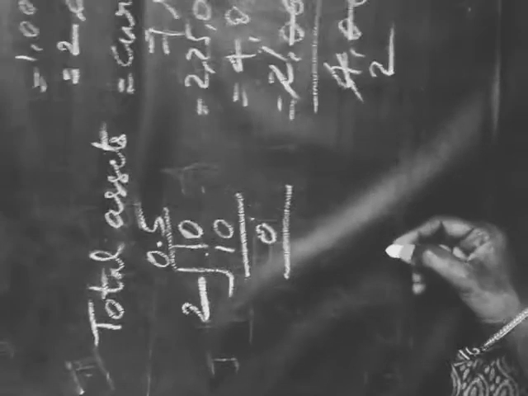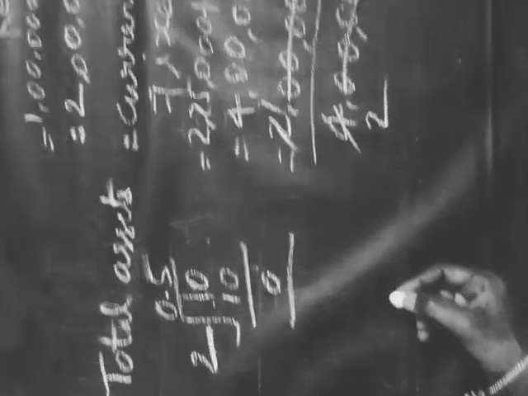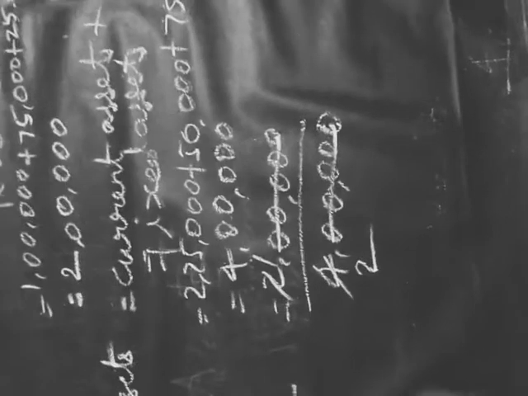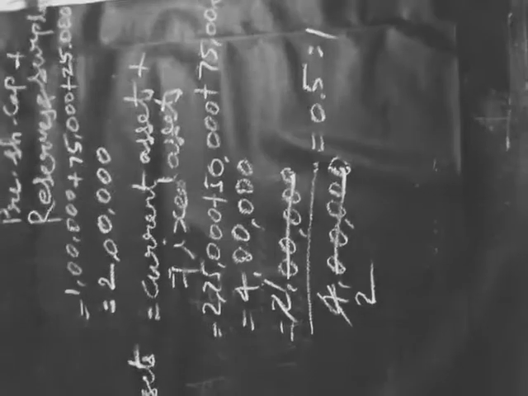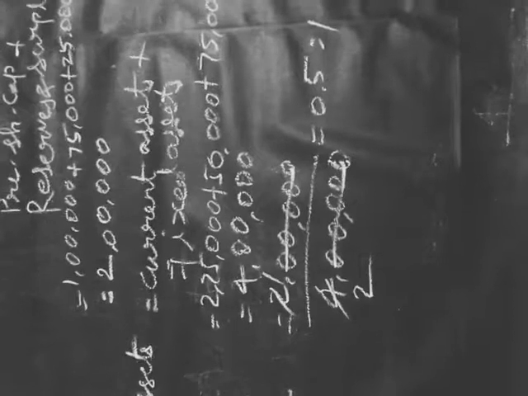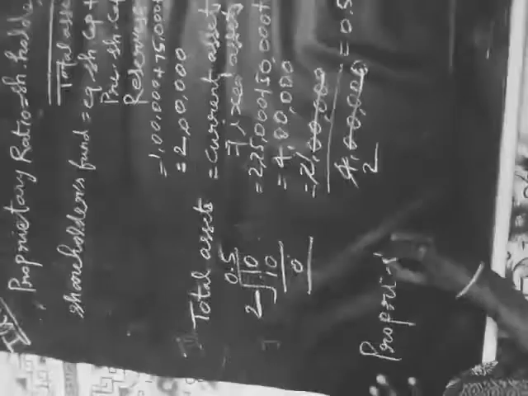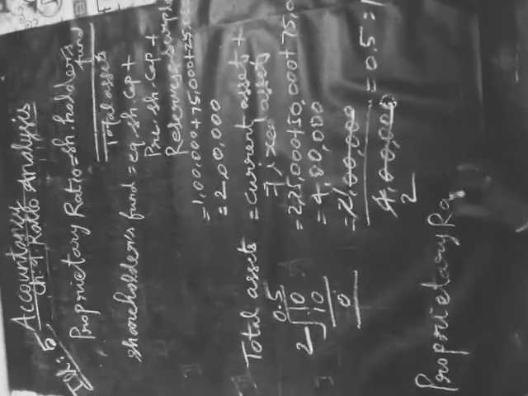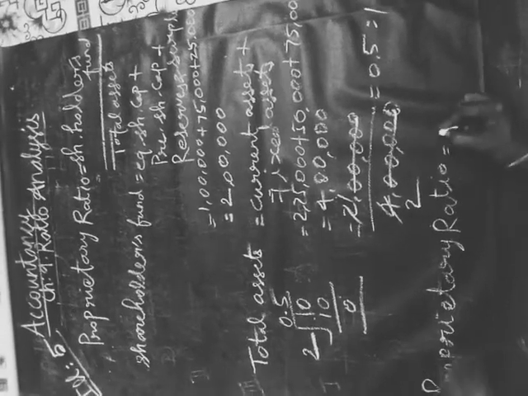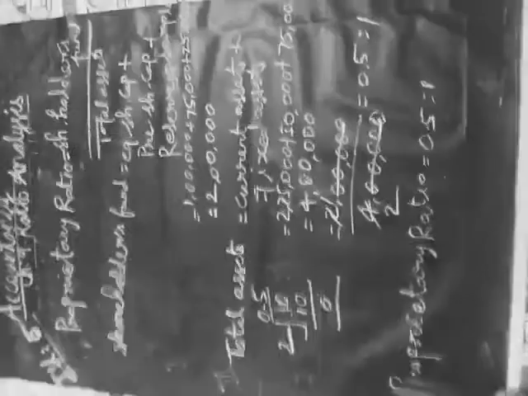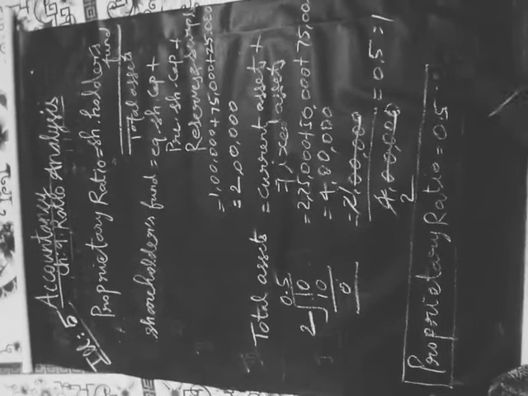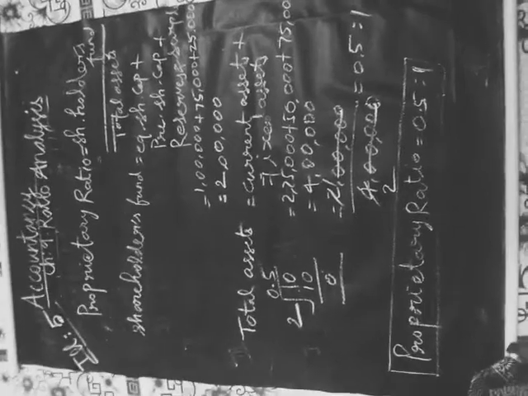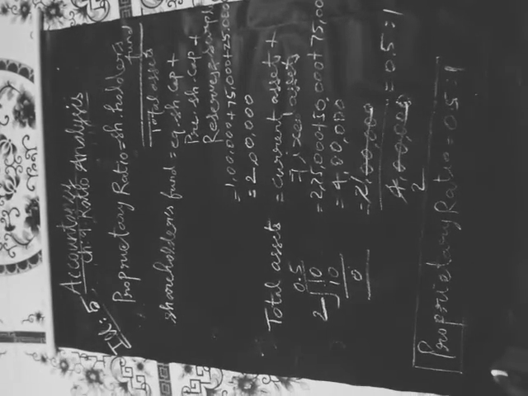So the proprietary ratio is equal to 0.5:1. Proprietary ratio is equal to 0.5:1. So, the higher the proprietary ratio, the greater the satisfaction for lenders and creditors.